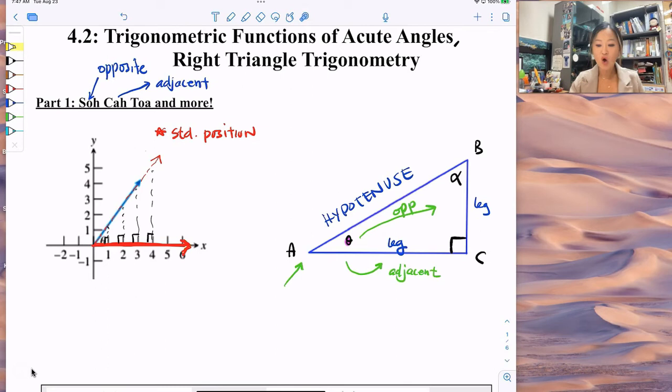But the hypotenuse is always so golden. It is never considered the opposite or the adjacent, okay? And I like to draw a little arrow every time I work with the angle that I'm talking about. The opposite of what angle? Adjacent of what angle, right? You can see that it's across, and you can see that it's right next to it. So those are the legs that they're talking about, okay?